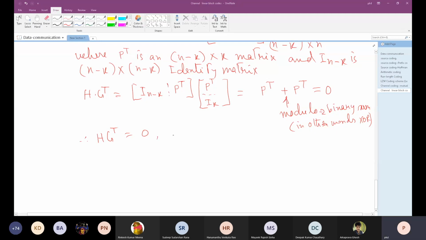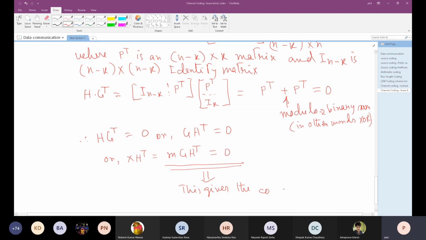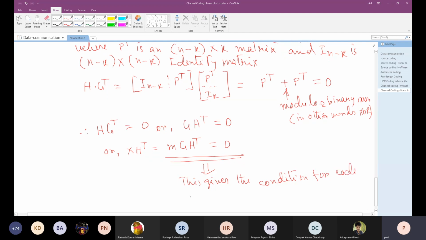If we take the transpose, G H transpose is also equal to zero. Or X H transpose equal to M G H transpose, that is also equal to zero. So this gives, therefore, the valid verification of code. This gives the code verification condition for code verification.